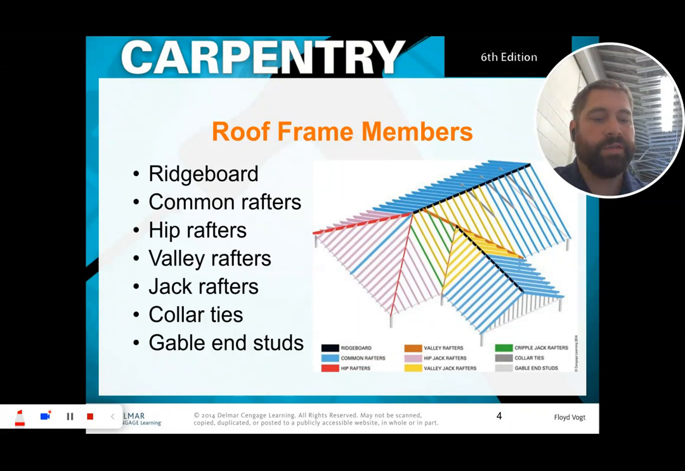The common rafters, those are that nice shade of blue. So here we have common rafters. Then we also have common rafters over here, and then common rafters all in here.